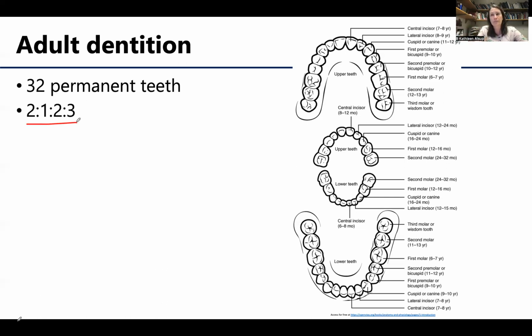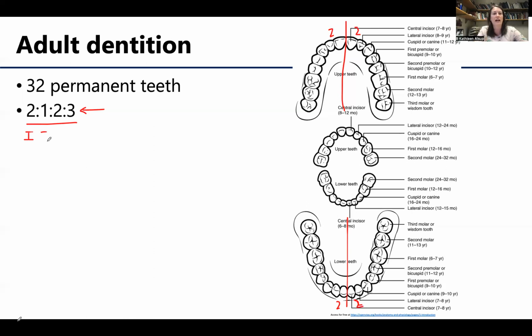Oftentimes you'll see this formula, which is indicative of how many types of teeth you have per quadrant, so 1/4 of your teeth. So the 2 indicates that you have 2 incisors. So say this is the dividing line. This is going to be the maxillary region. This is the mandibular. So you'll have 2 incisors in each quadrant. So you'll have 2 here, and you'll also have 2 associated with the mandible, so on either side. So remember, these are quadrants, not the entirety of the maxillary teeth.